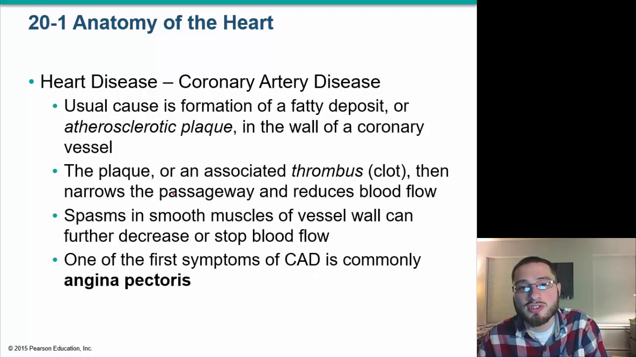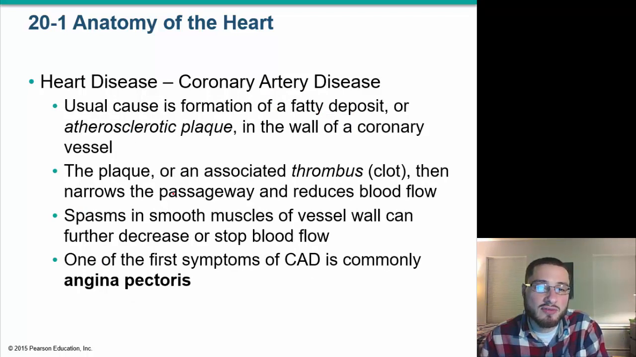So it usually causes formation of fatty deposits or atherosclerotic plaque, atherosclerosis that we've talked about previously, in the wall of coronary vessels, and the plaque, or sometimes a moving plaque, which is a clot or a thrombus, then narrows that passageway and reduces the blood flow, and it can further decrease or stop blood flow if we see spasms in smooth muscles of the vessel wall.